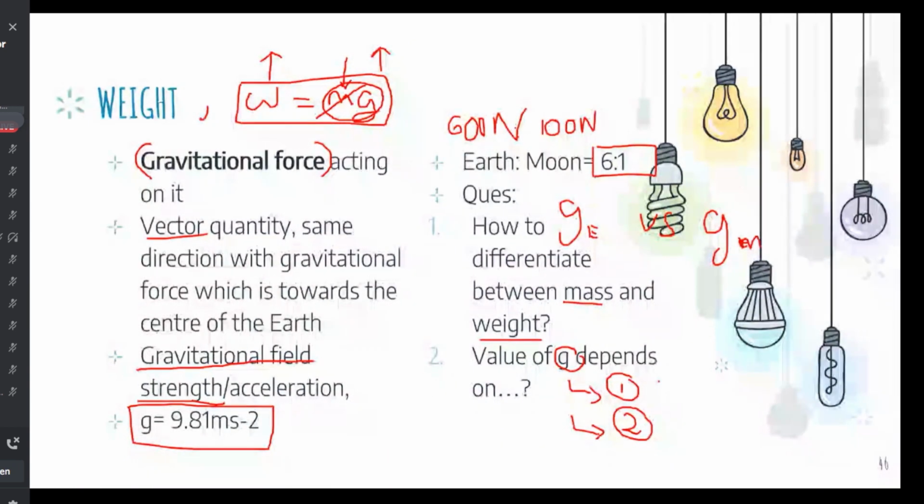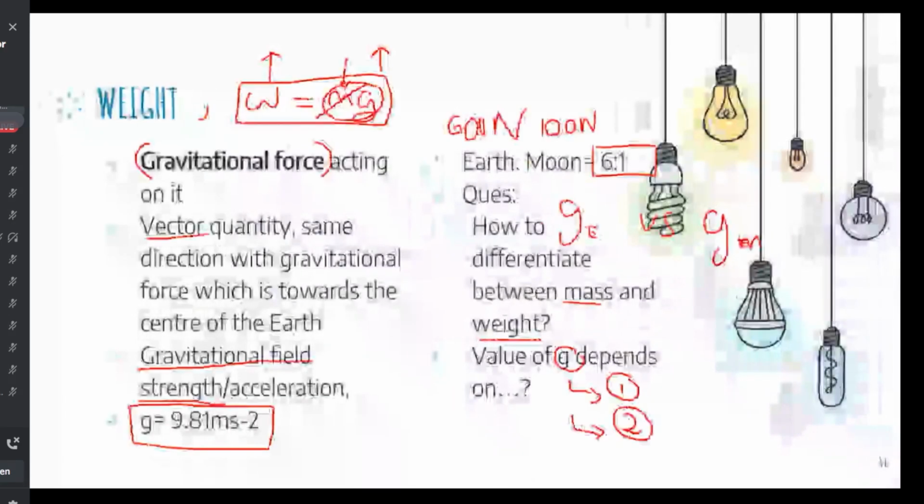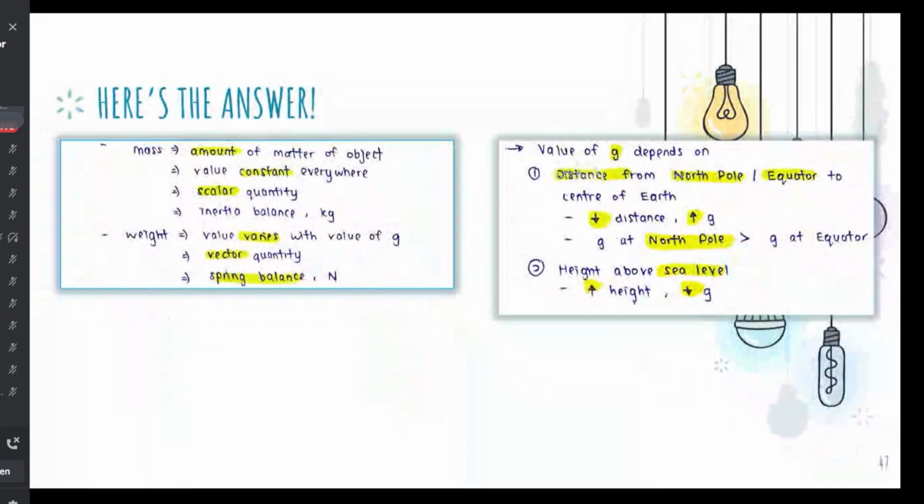The answer is correct: the distance between the core, which is what we know as the center of the Earth, and also not the outer layer. So I think you guys can guess it. Let me just show you guys the answer. The value of g depends on two things. First one is the distance from the North Pole or equator to the center of the Earth.